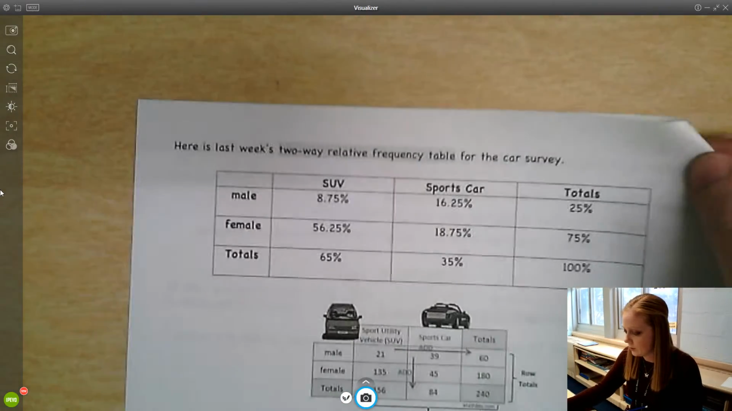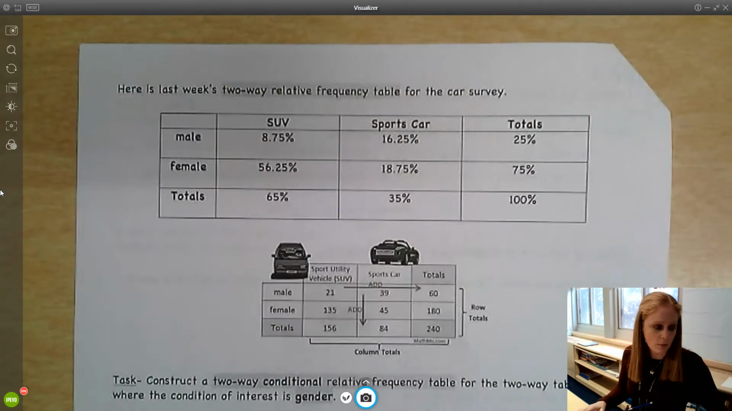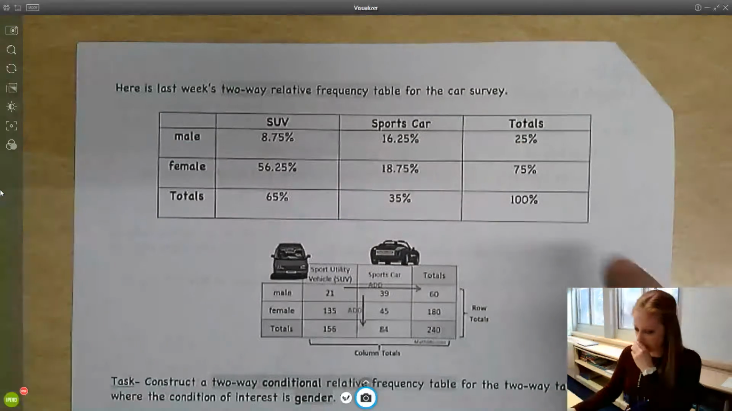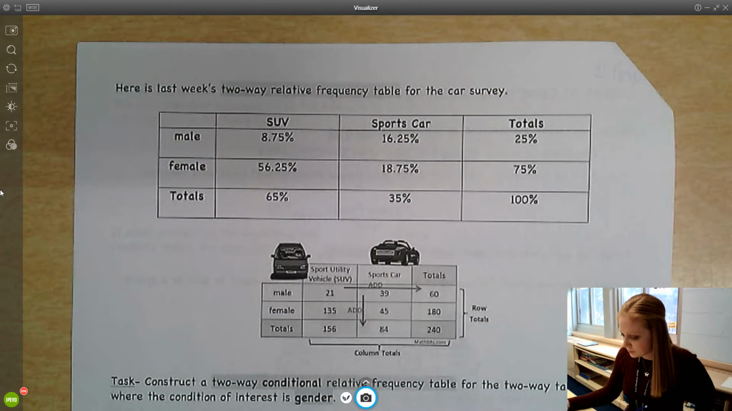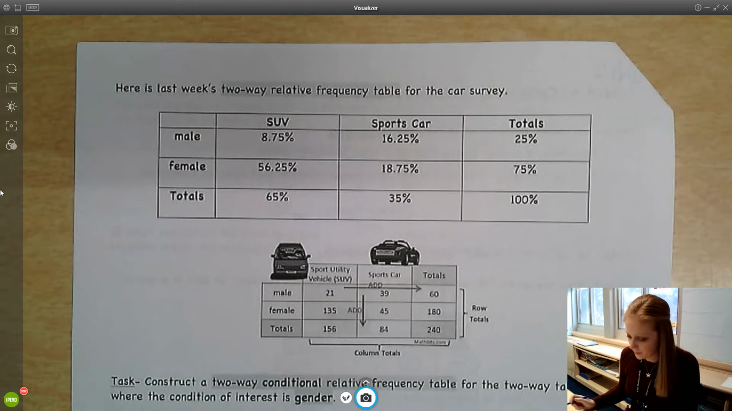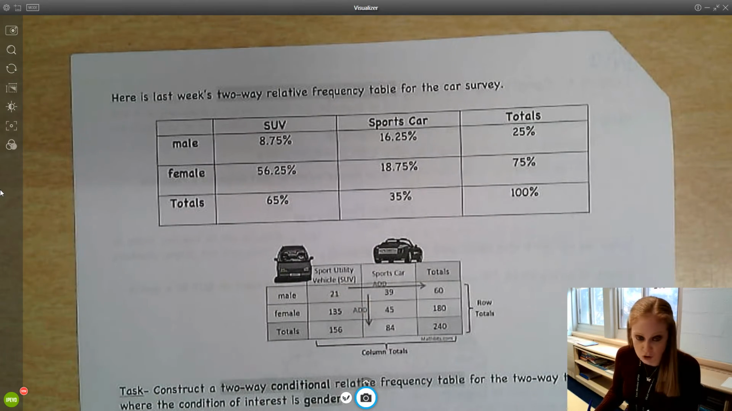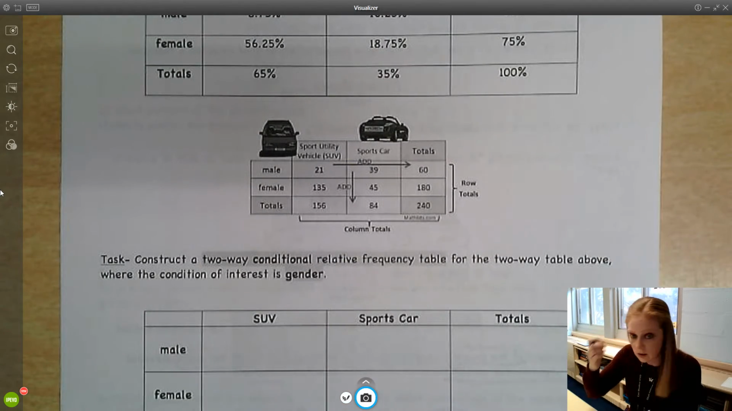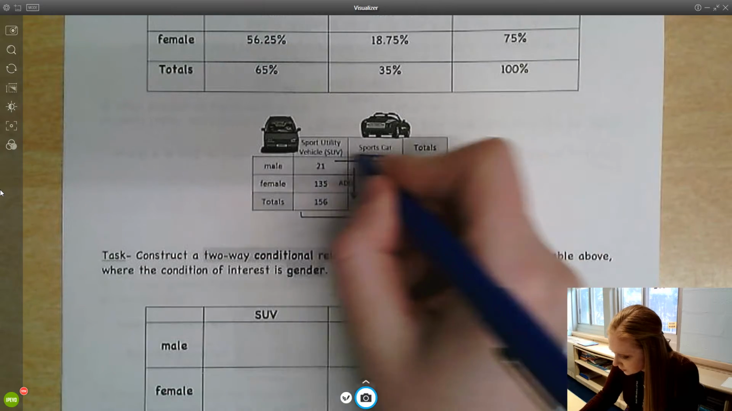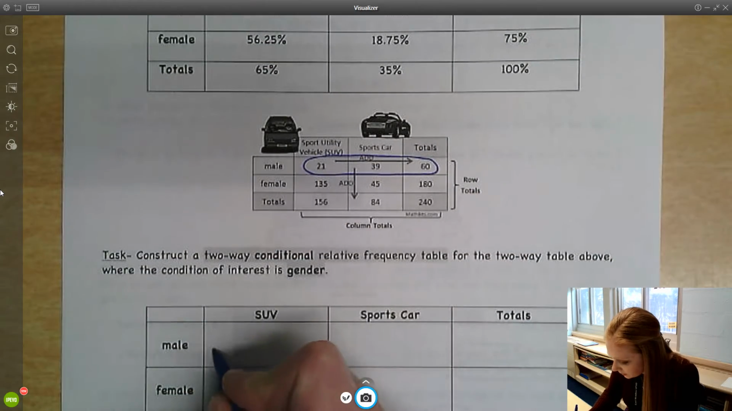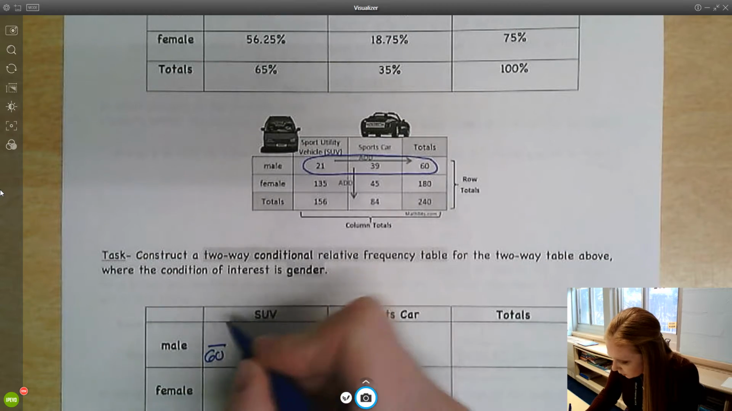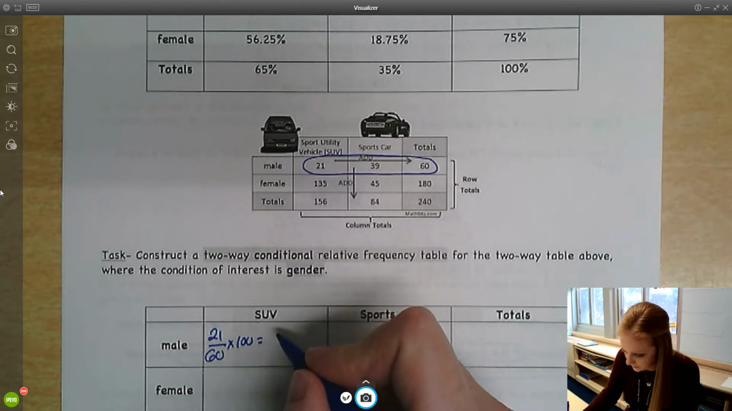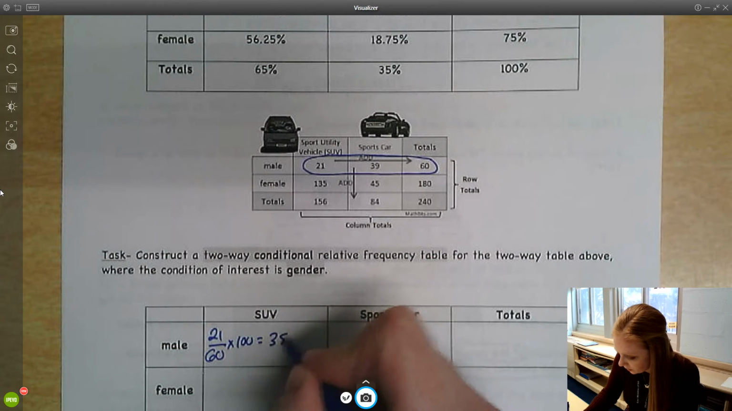All right, so this was the relative frequency table from lesson 5, where we found it based on the grand total. Now, let's make a two-way conditional relative frequency table based on gender. So this would just be based on the number of males. So, looking at our table, for males, there's 60 males, and 21 of them chose an SUV. So that would give us 35%, which we just did on the last page.